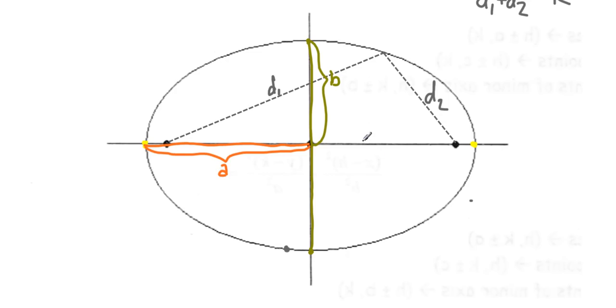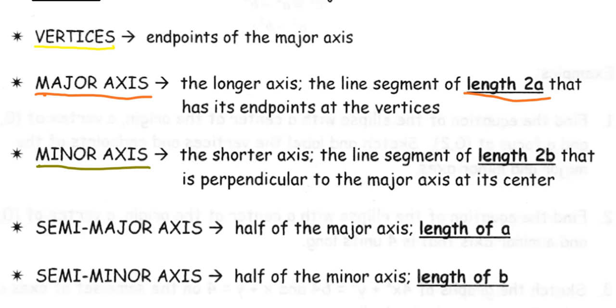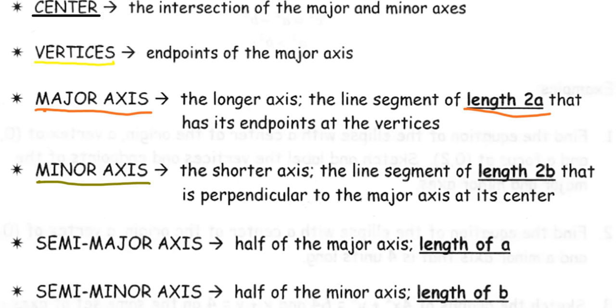So we've got our minor axis, which is the shorter of the two. Our major axis is the longer. They both go through the center. The semi-major axis is half the major axis, so that's the length of A. We've already pointed that out.